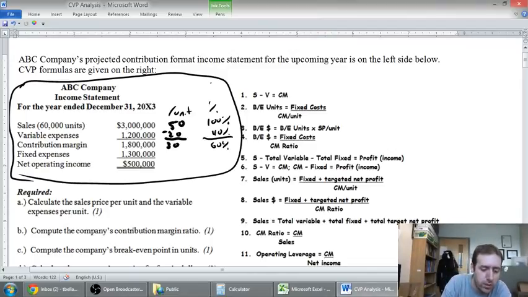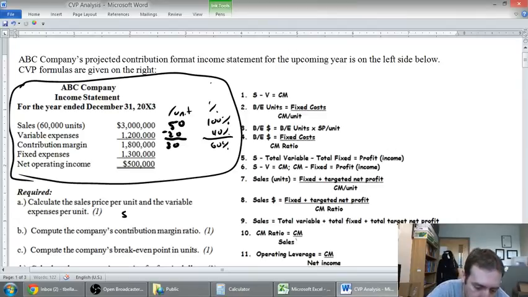So the first question says, calculate the sales price per unit. We've done it, 50 bucks a unit, and the variable expenses per unit. We've done that too, 20 bucks a unit. So that was pretty easy. Compute the company's contribution margin ratio. Well, I'll look at the formula, and you can see it's CM divided by sales, and we actually already did it. 1.8 million divided by 3 million is 60%.